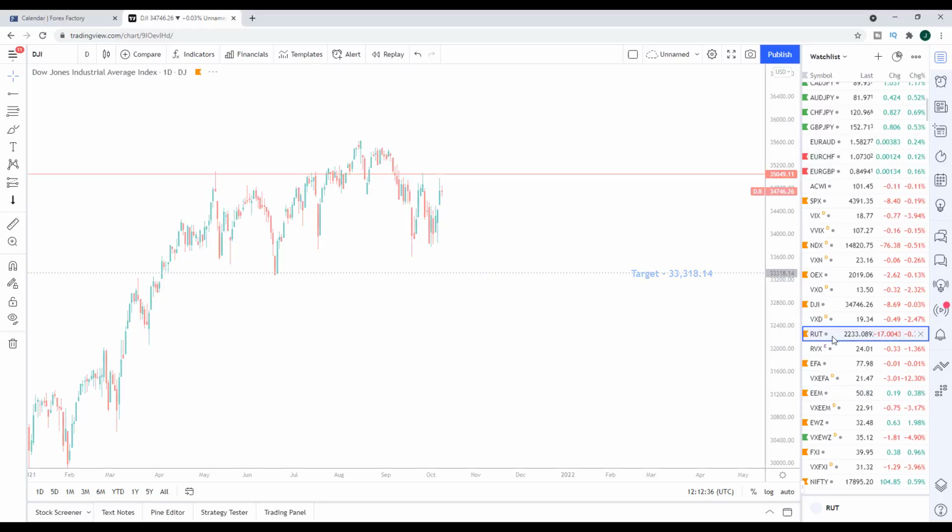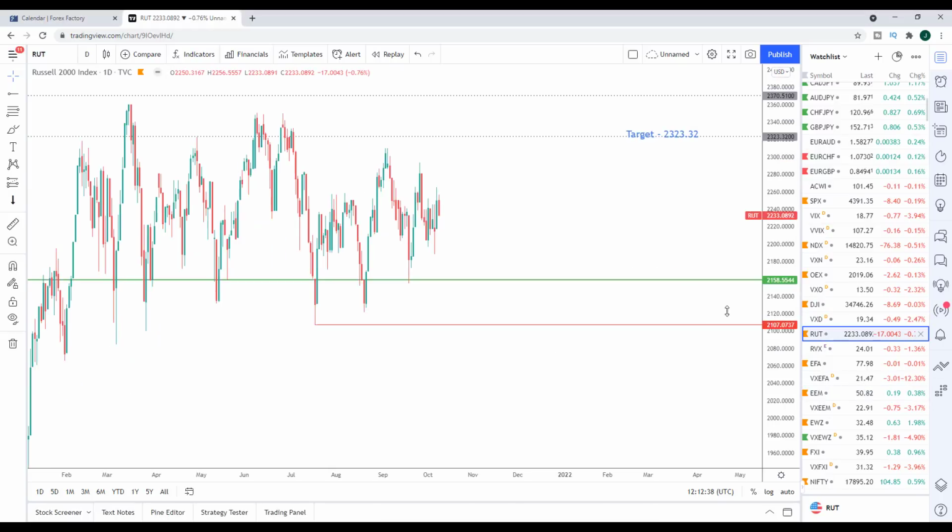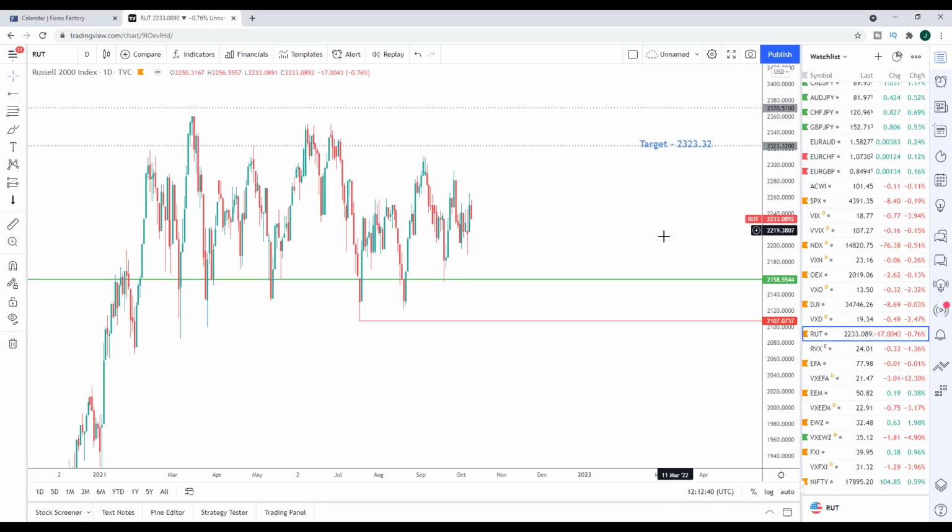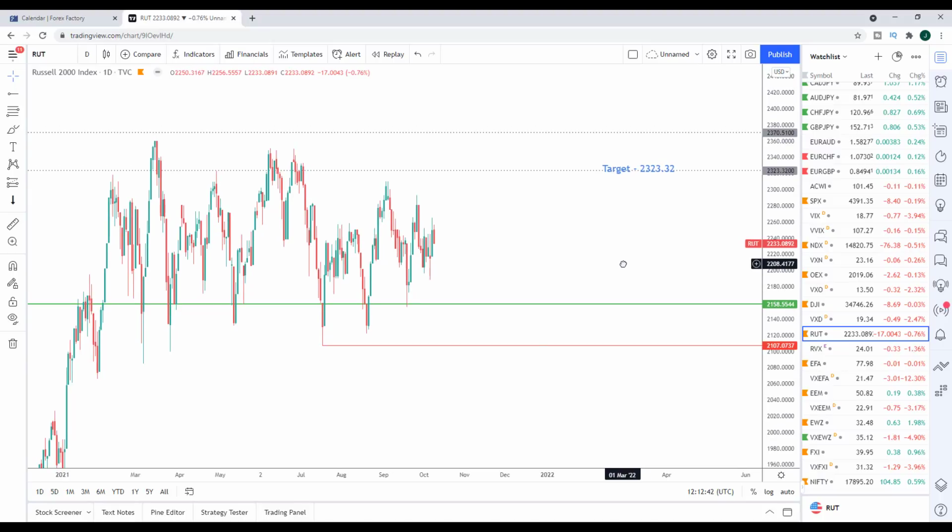Next is the Russell. Now, the Russell is a little bit of a giveaway because I highlighted previously how the Russell leads other indices, and as the other indices have been selling off, the Russell has been maintaining its bullish structure, and this is just a correction as it currently stands, and it's still bullish. So if you do want to be long stocks, I would be long stocks within the Russell next week.